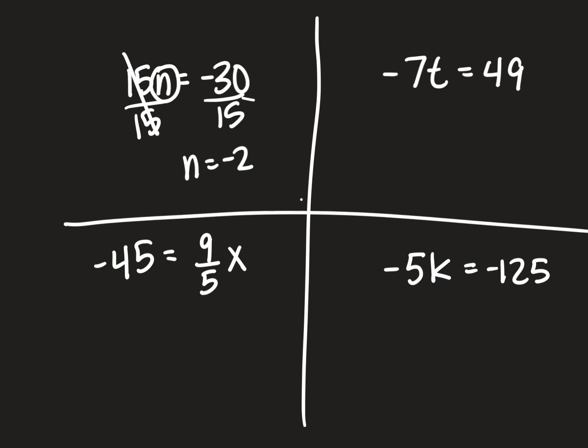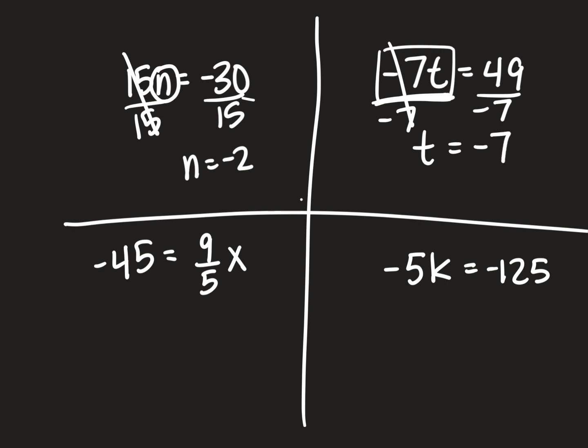A common wrong answer I see on this next problem is to add 7 to both sides, but that is not correct, because what's happening between the -7 and the t is multiplication. So the opposite operation is to divide by -7. -7 divided by -7 is 1, and so we've isolated the t, and then 49 divided by -7 is -7. Again, we can plug that into the original equation. -7 times -7 is a positive 49.